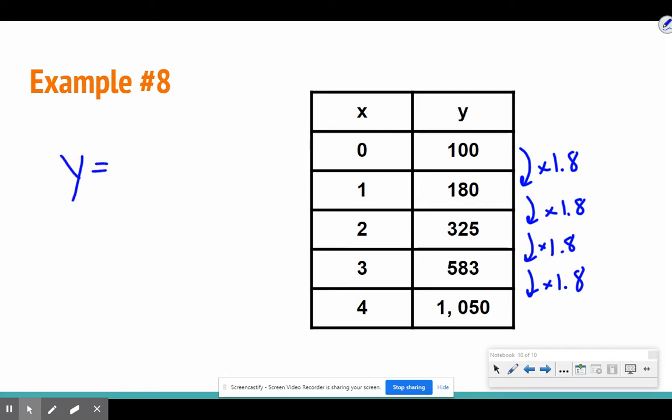So we have exponential. 100 is my starting value. 1.8 is my growth factor since we're increasing as we're going. And my exponent is just x since we started at 0.